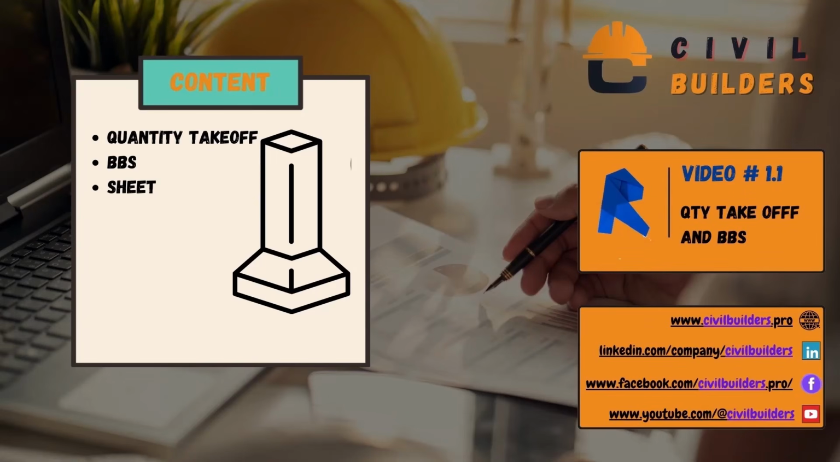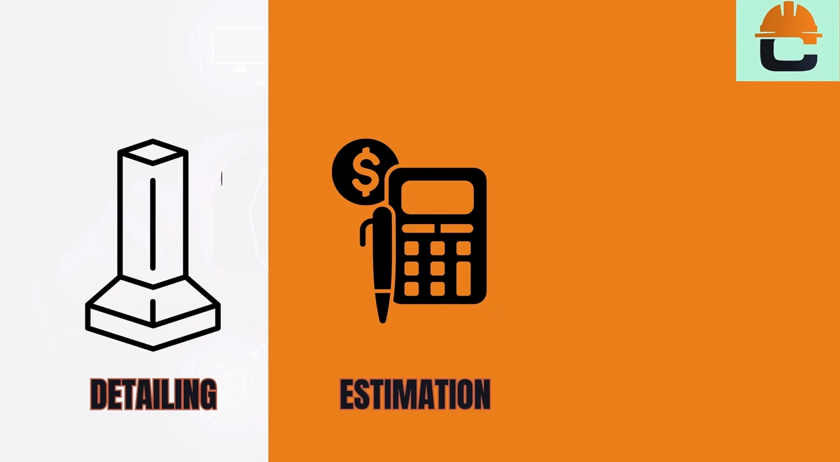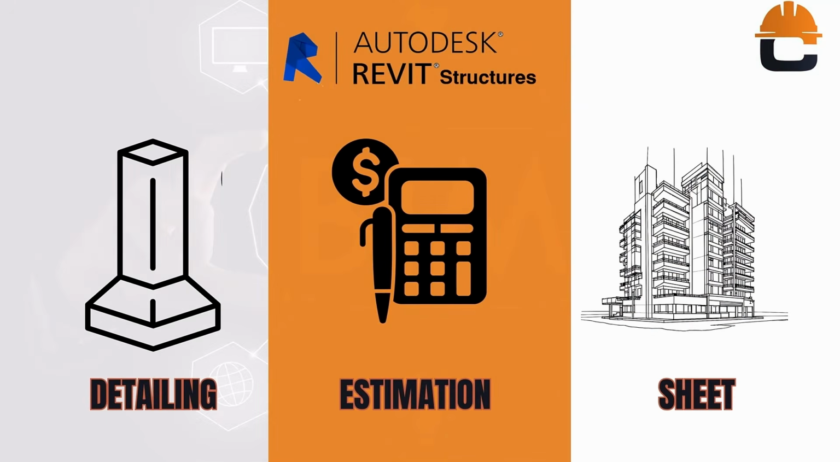This video is divided into three parts. In the first part, we'll create shop drawing of our column. In the second part, we create the quantity takeoff and bar bending schedule of column. And in the last part, we'll learn how to place views in our sheet.